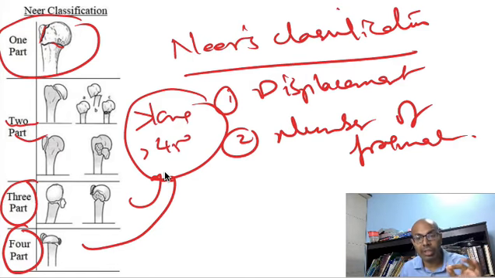Less than 1 centimeter and less than 45-degree angulation is a one part fracture. It does not matter how many fracture lines or how many fragments are there. More than 1 centimeter and more than 45-degree angulation indicates a displacement, and depending on the number of parts of fracture or number of pieces, you can call it 2-part, 3-part, and 4-part. What are the 4 parts that can be fractured? Lesser tuberosity, greater tuberosity, surgical neck of humerus, and the shaft. These are the 4 parts that we can see in proximal humerus fractures.